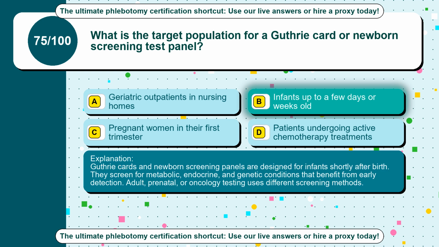GA3 cards and newborn screening panels are designed for infants shortly after birth. They screen for metabolic, endocrine, and genetic conditions that benefit from early detection. Adult, prenatal, or oncology testing uses different screening methods.